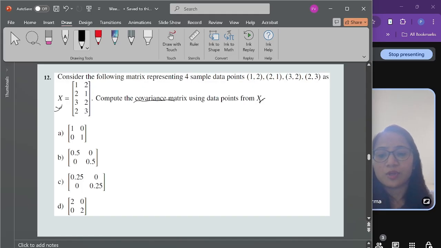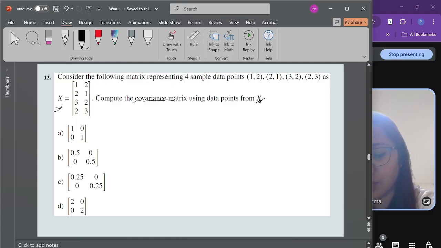So here four samples data points are given. Now to compute the covariance, first we have to compute the mean, and then we have to compute the deviation matrix using the data point and the matrix X. So first we have to compute the mean vector, let's say, to compute the covariance matrix.